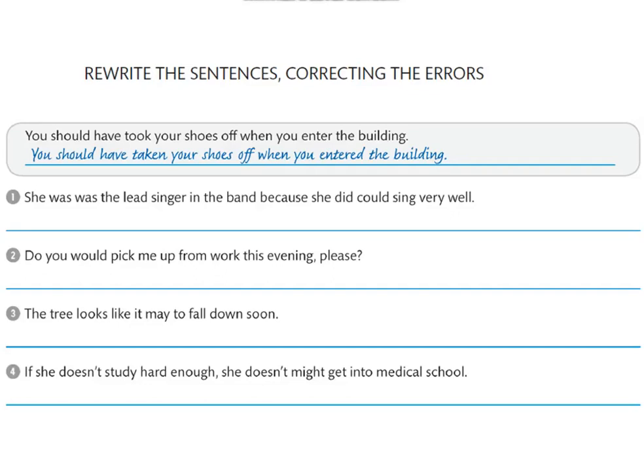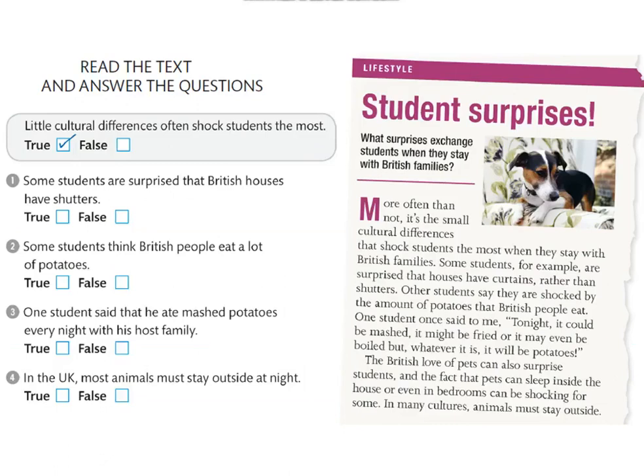Number 4. If she doesn't study hard enough, she might not get into medical school. Let's read now the article together and answer the questions.